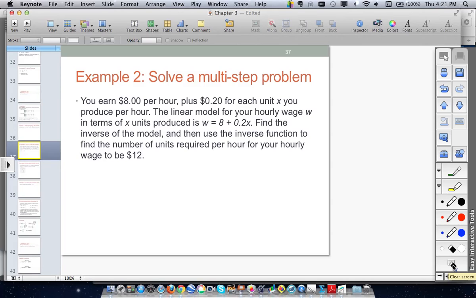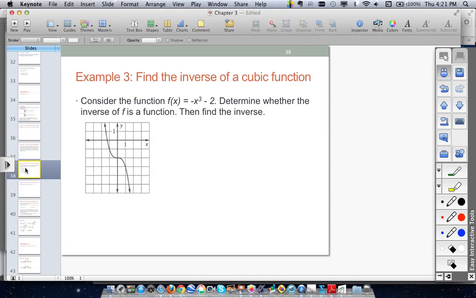All right, let's take a look at our next example. Finding the inverse of a cubic function. So if I have a function, f of x, and I want to know if the inverse would be a function, I have to do something called the horizontal line test.